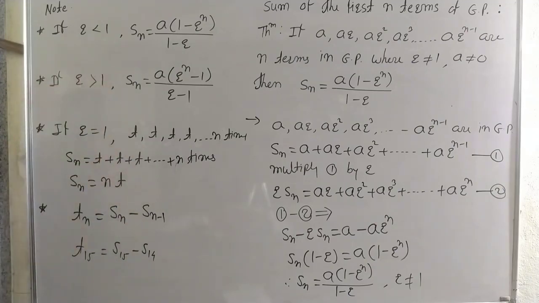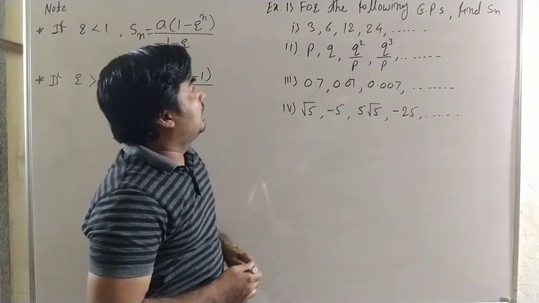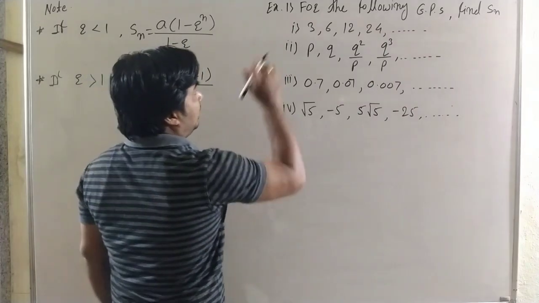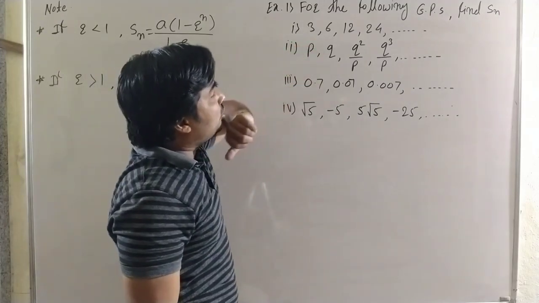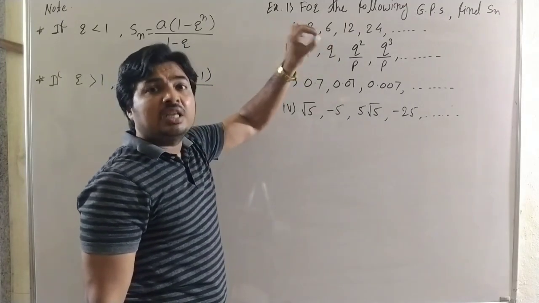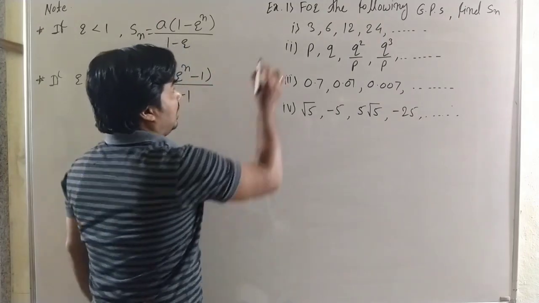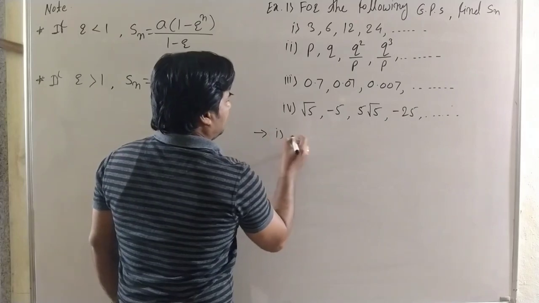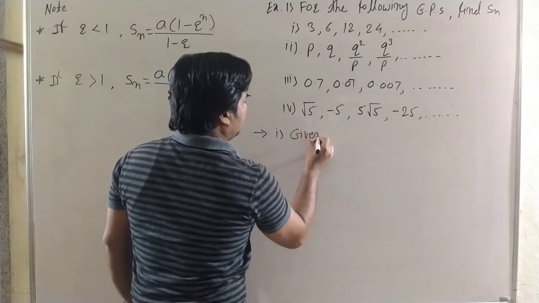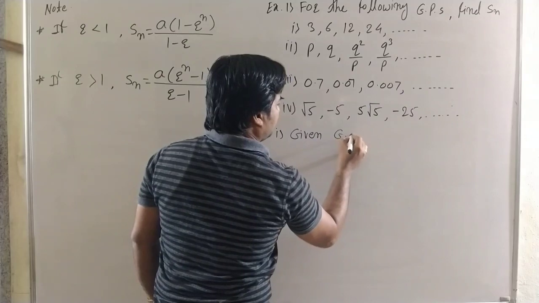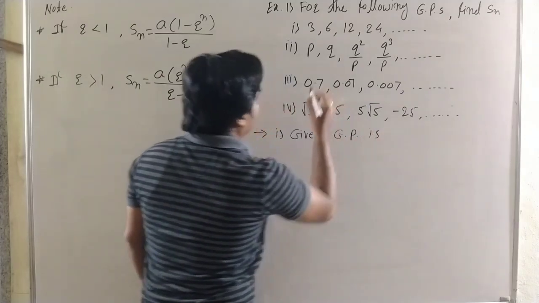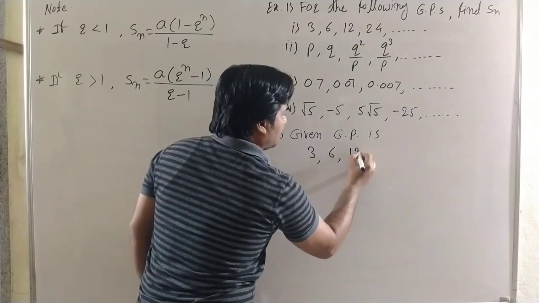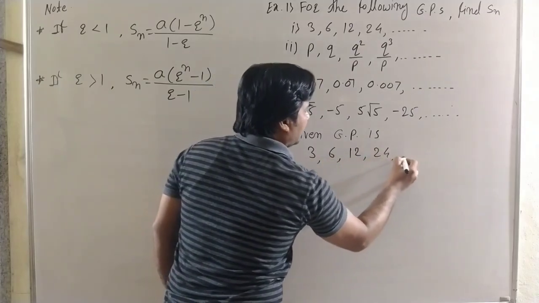Now we see the examples in exercise 2.2. Here is the first example. For the following geometric progression, we want to find Sn, the sum of the first n terms. The given geometric progression is 3, 6, 12, 24, and so on.